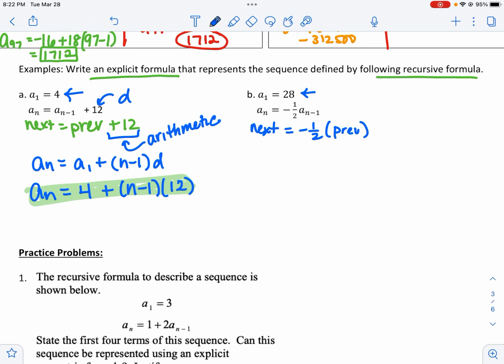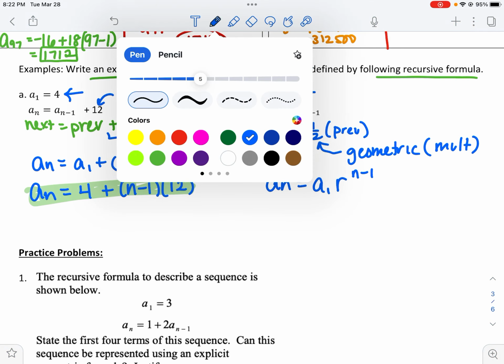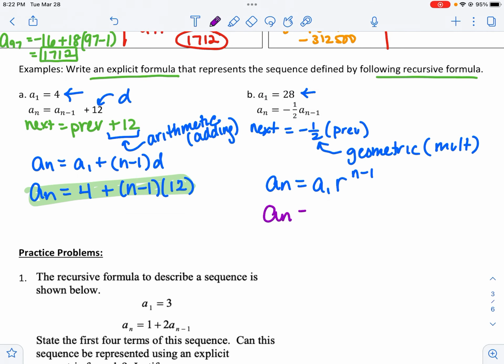Because we're multiplying, multiplication means that this is a geometric sequence. I could have said this is arithmetic because it's adding. So I'm going to use a sub n equals a sub 1 times the common ratio to the n minus 1. So what am I going to put in for a sub 1? A sub 1 is 28 times, what's the common ratio?